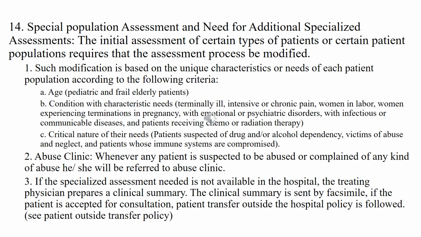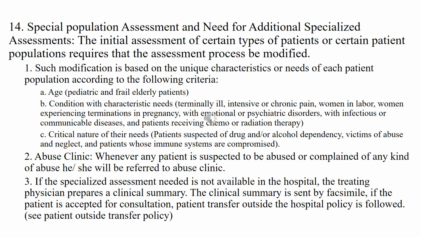For example, terminally ill, intensive or chronic pain, women in labor, women experiencing termination of pregnancy, patients with emotional or psychiatric disorders, with infectious or communicable diseases, and patients receiving chemo or radiation therapy. C. Critical nature of their needs: patients suspected of drug and/or alcohol dependency, victims of abuse and neglect, and patients whose immune systems are compromised.